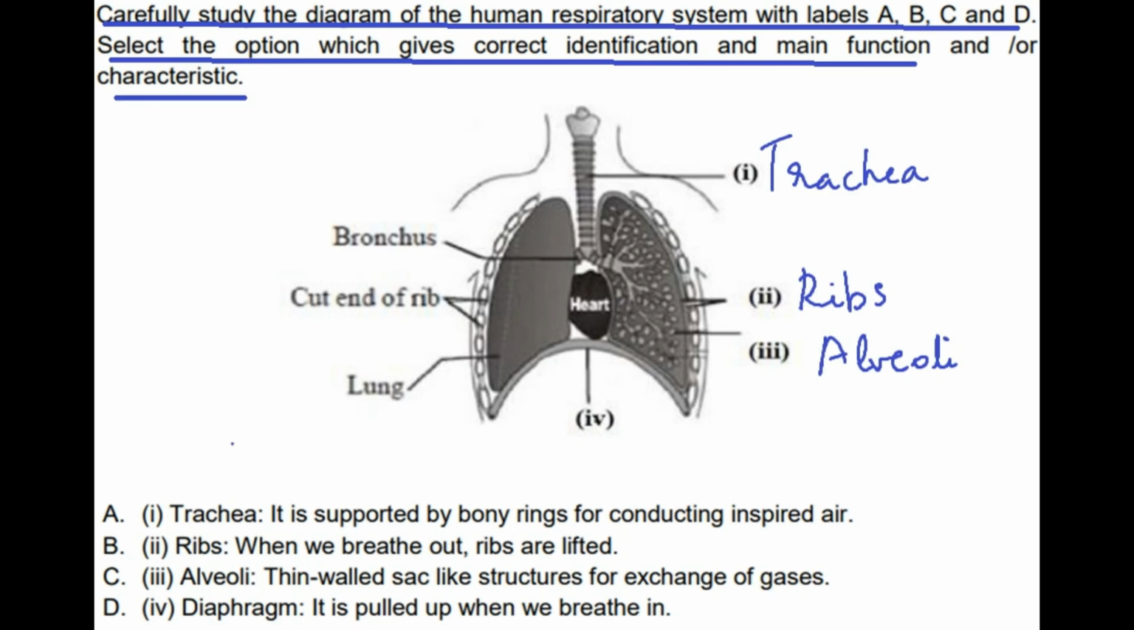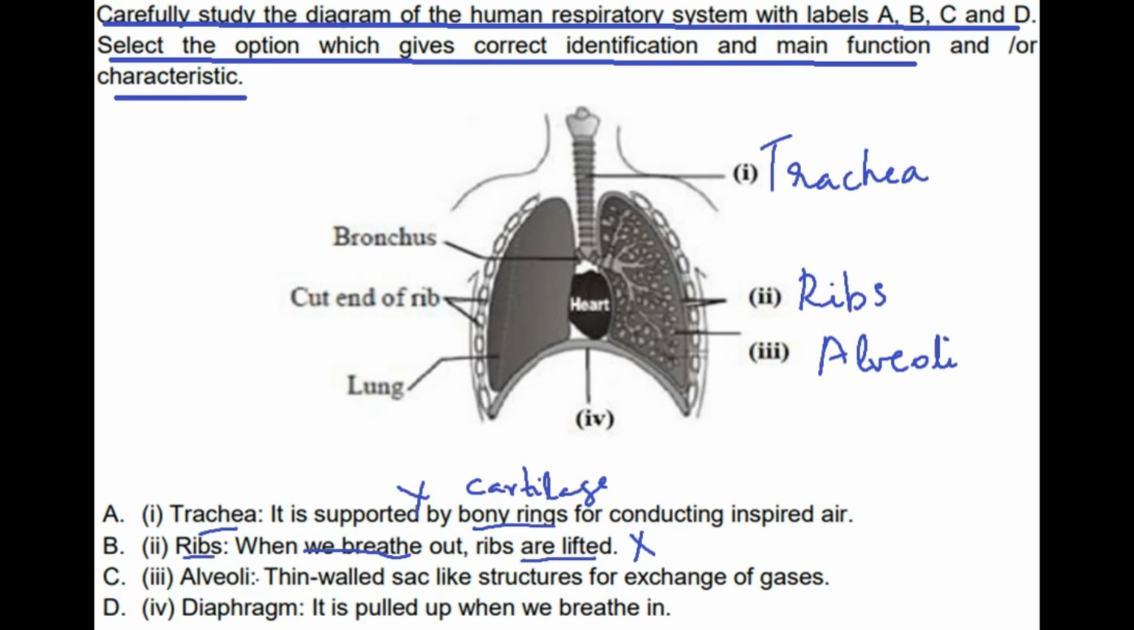Now we have to select the correct option from A, B, C and D. First option, what they have written is trachea. It is supported by bony rings for conducting inspired air. The fact that bony rings are there is wrong, because they have only cartilaginous rings, not bony. And option B, talking about ribs: when we breathe out, ribs are lifted. No, that is also wrong, because when we breathe out, the ribs are not lifted, they get contracted.